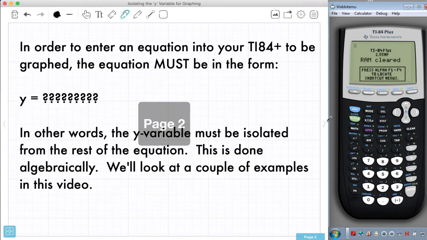So let's look at a couple of examples. So to put it in, it must look like y equals something. Now the something could be very simple, like a single number, or very complex with lots of variables and different operations. It's fine as long as the equation says y equals.